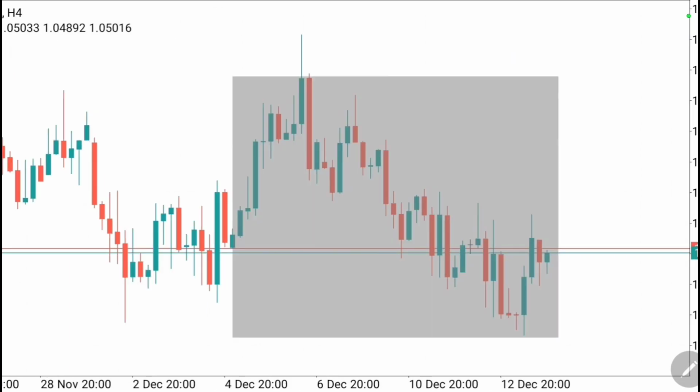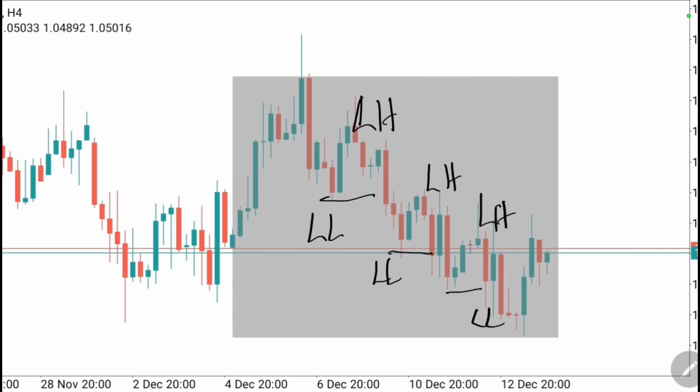Let's see on H4. This is the H4 time frame. Right now, you can see that the market is making a lower high and a lower low, and there's a break of structure right here. Lower high and a lower low. There's a break of structure right here, and right here. Lower high and a lower low. There's a break of structure.